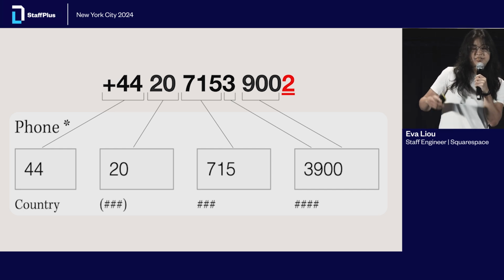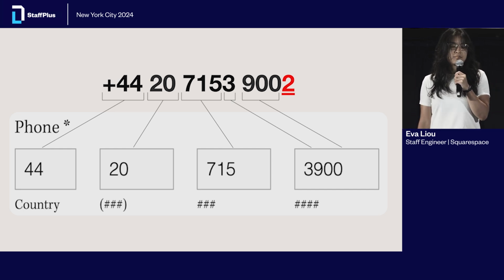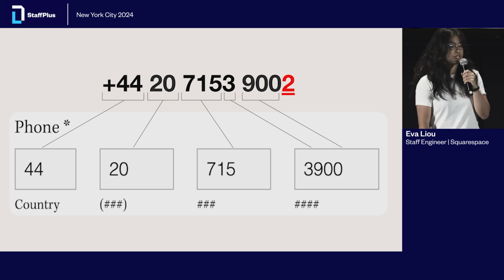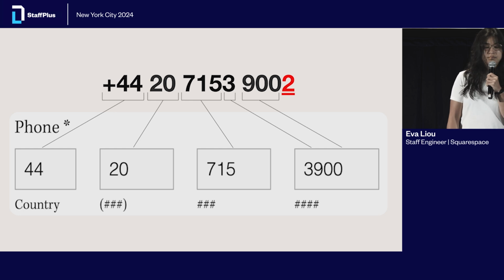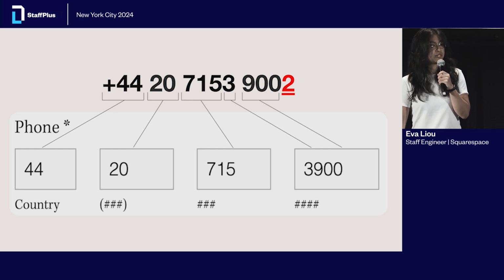The parts of a phone number outside the US don't always match the US format. In fact, this UK phone number doesn't even fit. There's nowhere to enter the trailing 2. So, what can we do as engineers to account for this difference?